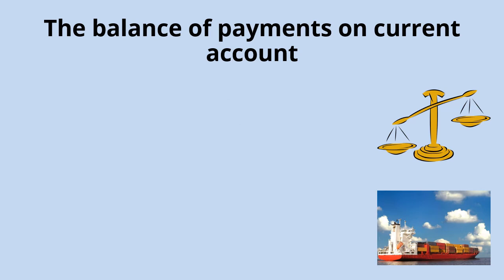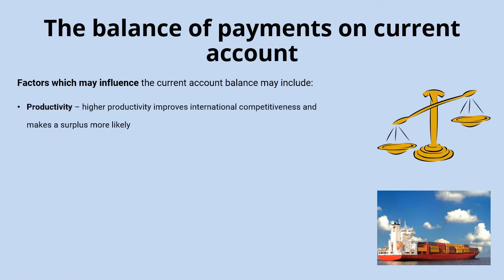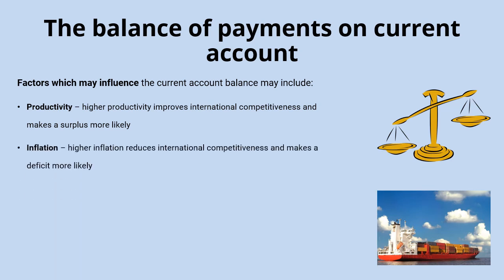The current account balance will be influenced by a wide range of different factors, some of them pushing it towards deficit, while others might help to bring about a surplus. So an increase in productivity would make it easier to sell exports because it would improve international competitiveness, and that would make a surplus more likely. However, higher rates of inflation would have the opposite effect. Rising prices at home will make it more difficult to compete on international markets, selling fewer exports, making a deficit more likely.